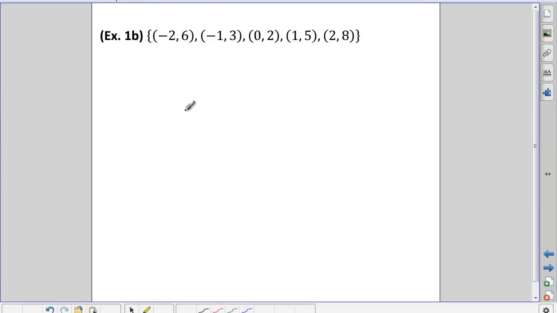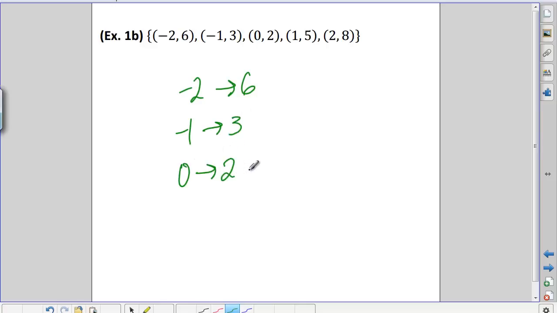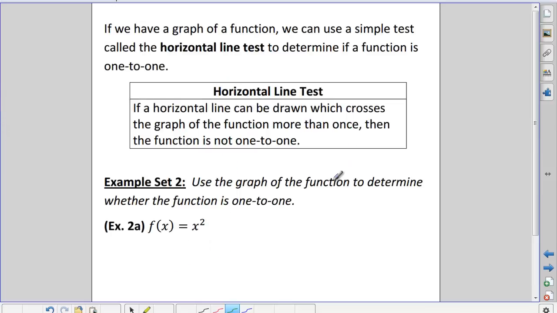Okay, if we have a set of ordered pairs, to determine if this is one-to-one, you can do a mapping. -2 goes to 6, -1 goes to 3, 0 goes to 2, 1 goes to 5, and 2 goes to 8. I would say that yes, that is one-to-one. Okay, pretty simple there.